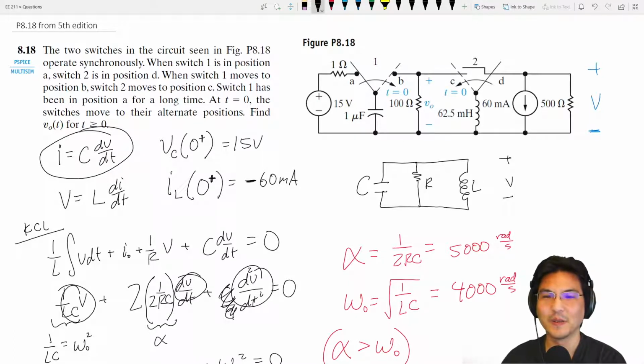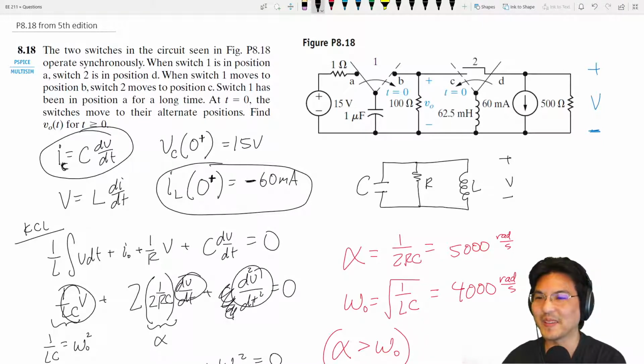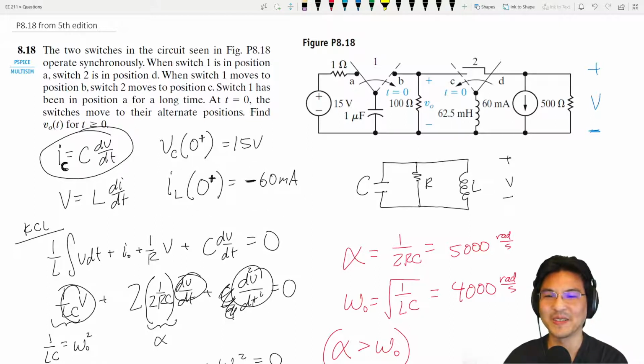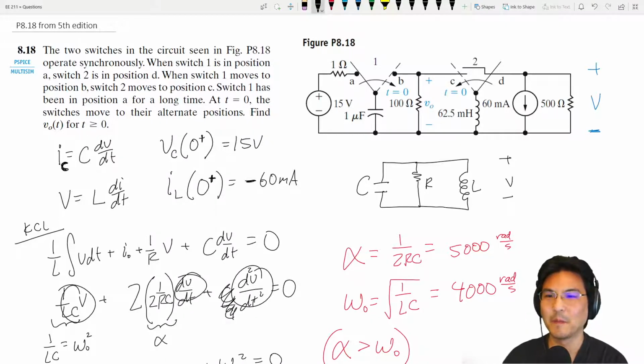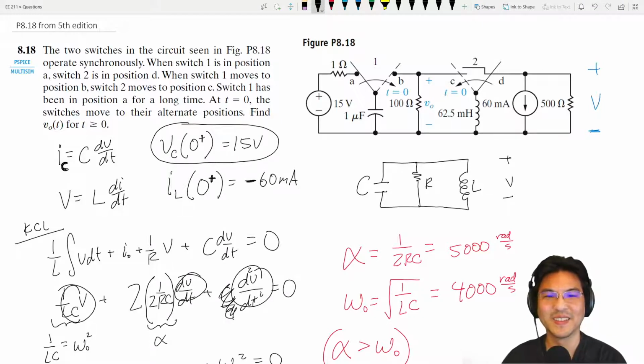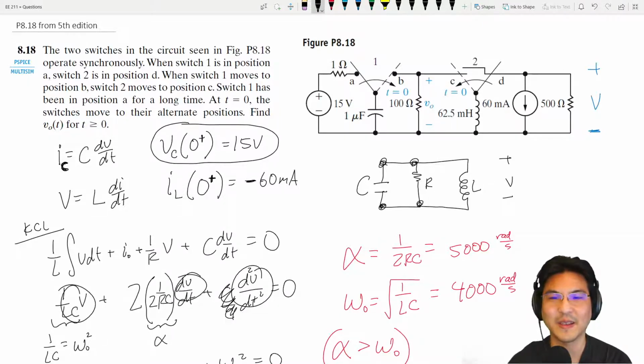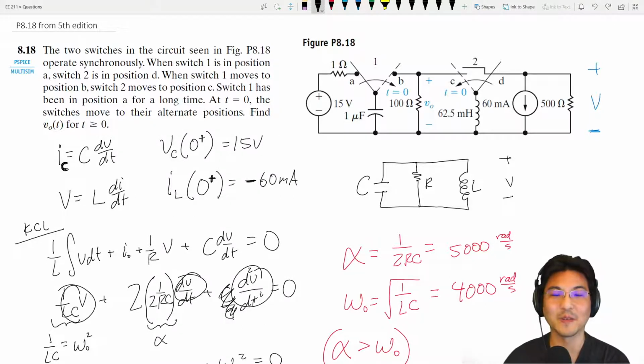Okay, so we got the current for the inductor, because here, this is the current for the capacitor. But I don't know the current for the capacitor when t equal to 0. I know the current for the inductor. So how does that help us? Okay, so take a look at the voltage at t equal to 0 is 15. How does that help us? So the voltage from here to here is 15. From here to here is 15. That actually means I know the current through the resistor.